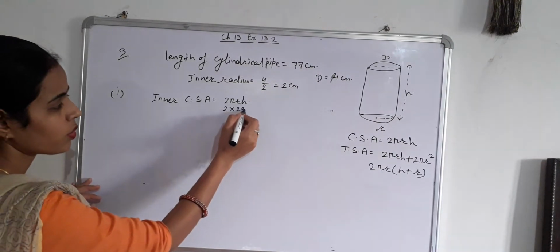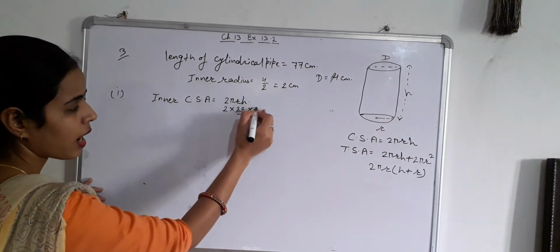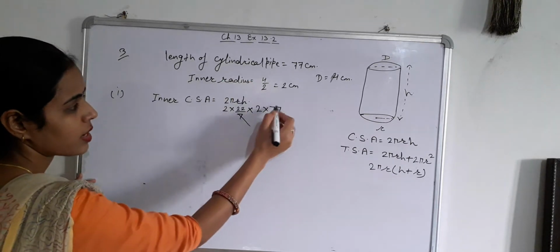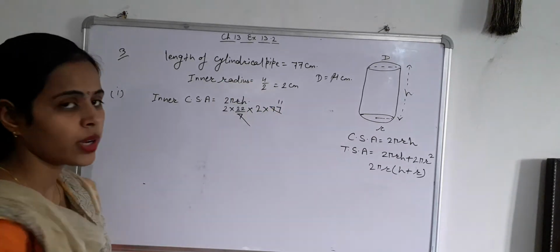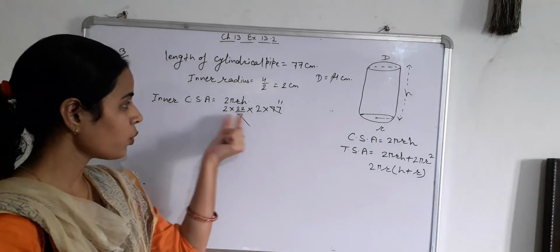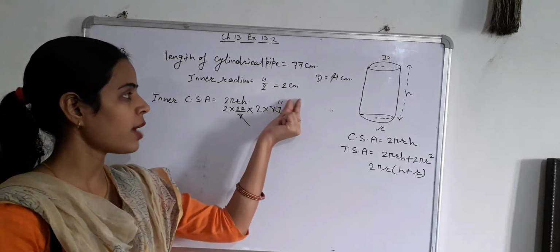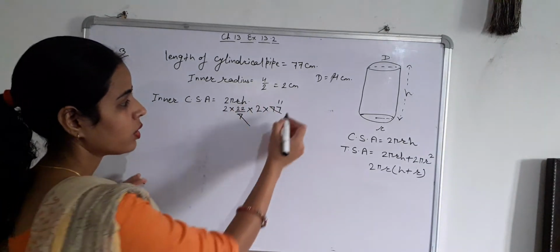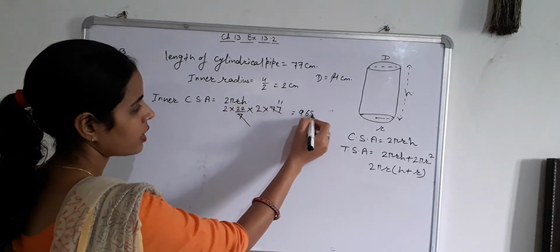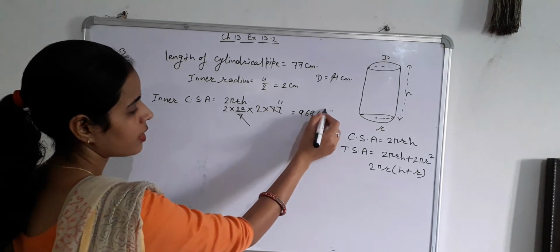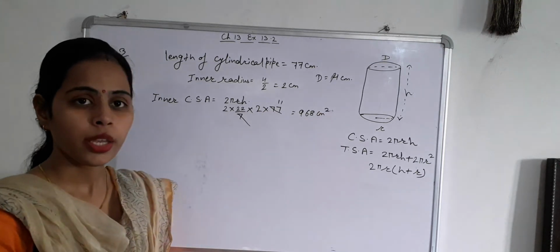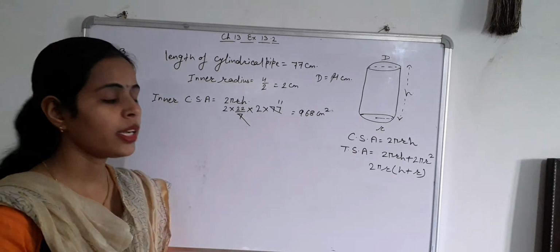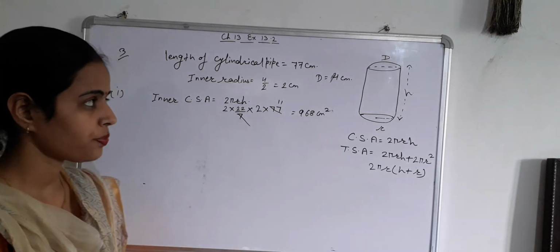2 into pi. Here r is 2, h is 77. 77 is cancelled by 7, 11. 2 into 2, 4. 4 into 11, 44. 44 into 22. This will be equal to 968 centimeter square. So, inner covered surface area equals 968 centimeter square.